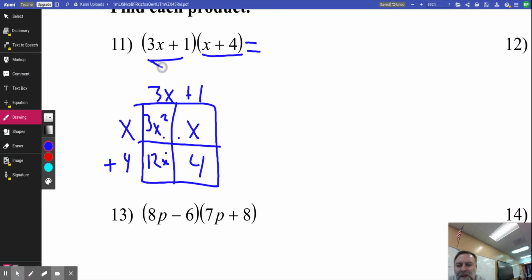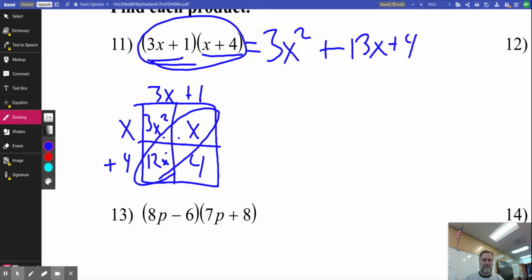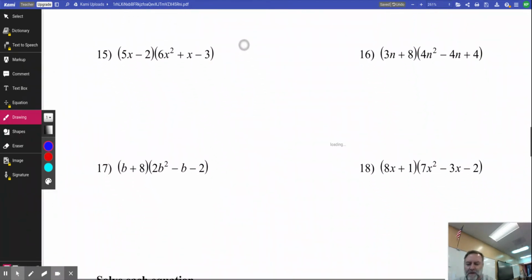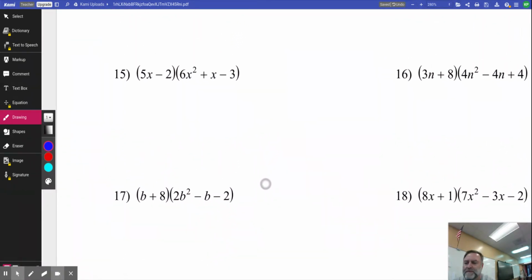And now I can rewrite this whole ugly thing as 3x squared plus, combine like terms, 13x plus 4. And all those are pretty much similar. Let's do this one. Now I have a binomial, and this one has 3 terms, so they call that a trinomial. So I'm going to make myself a box.